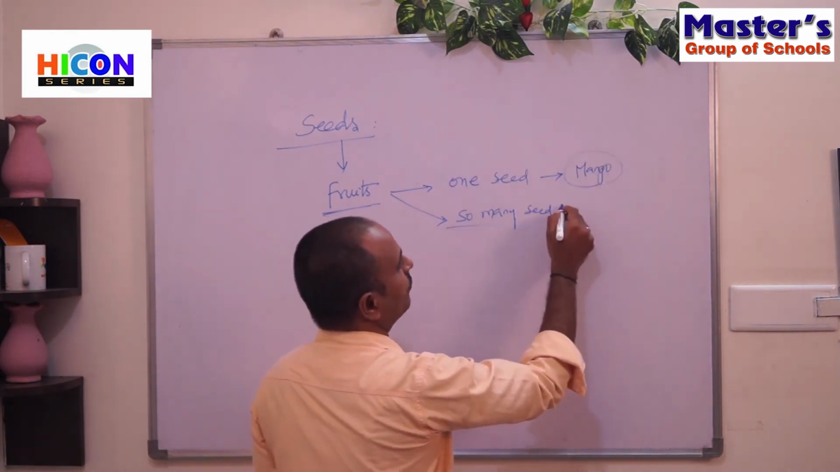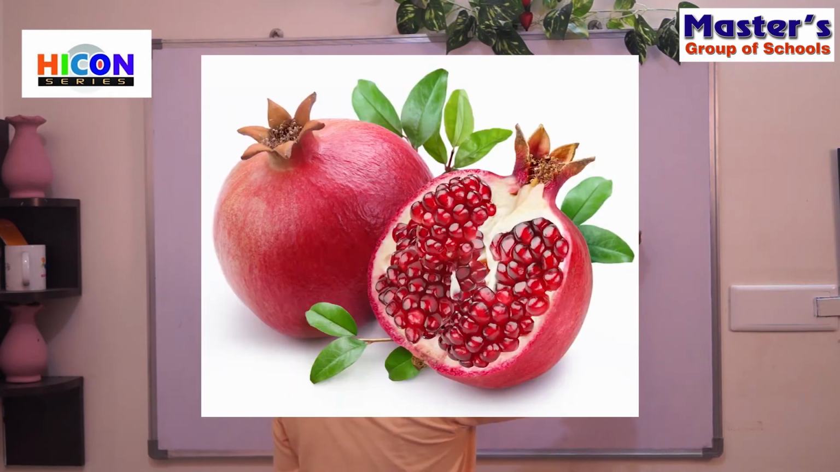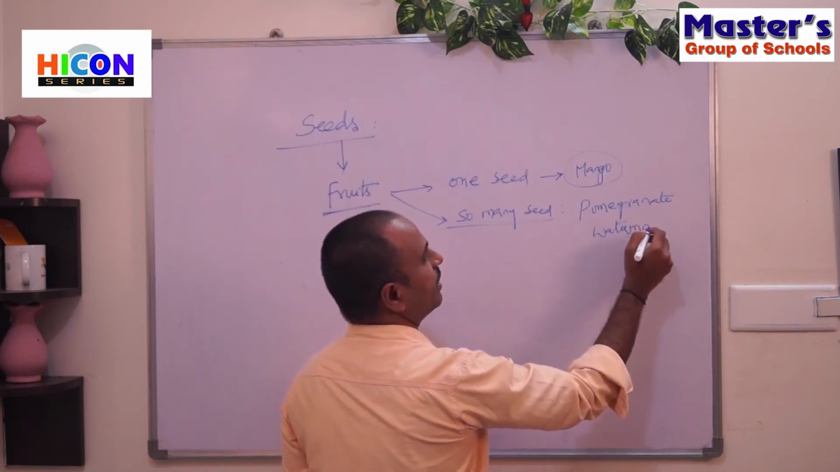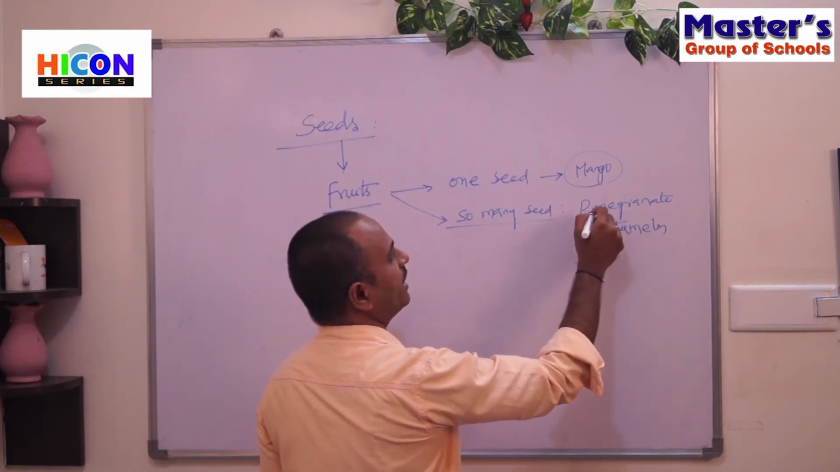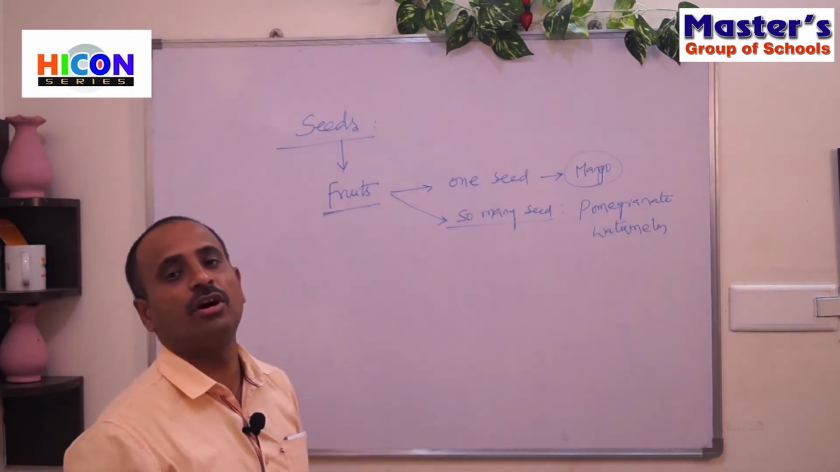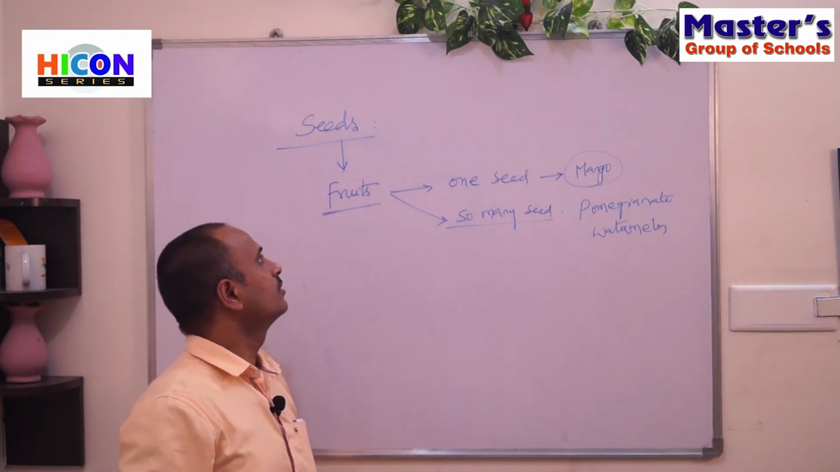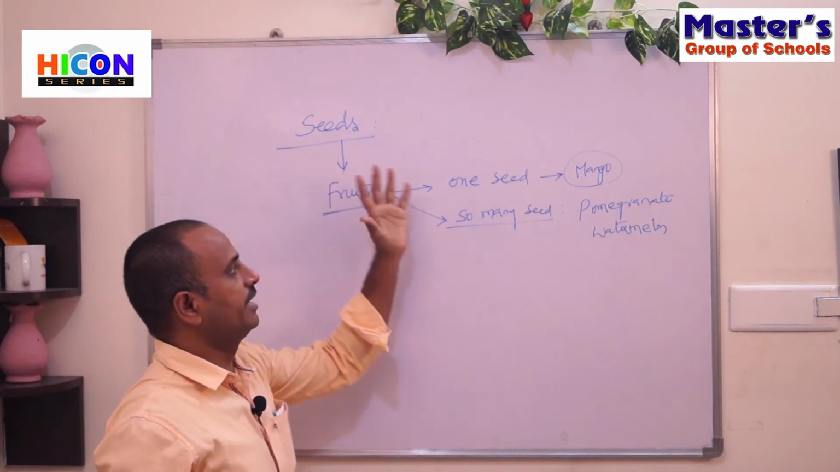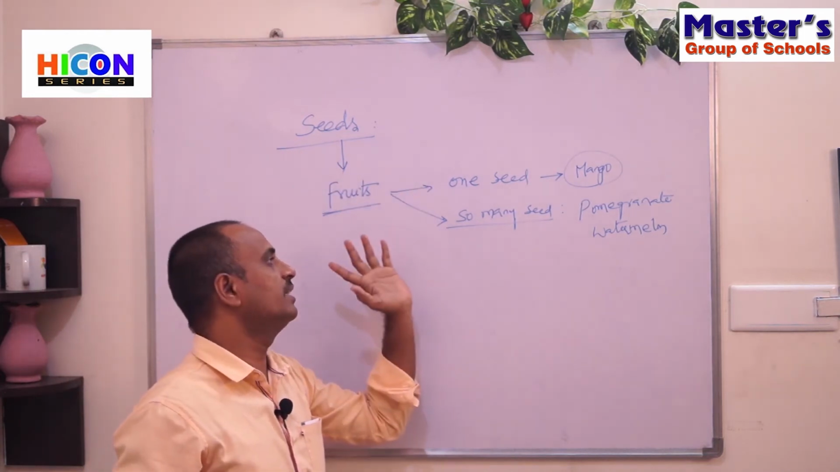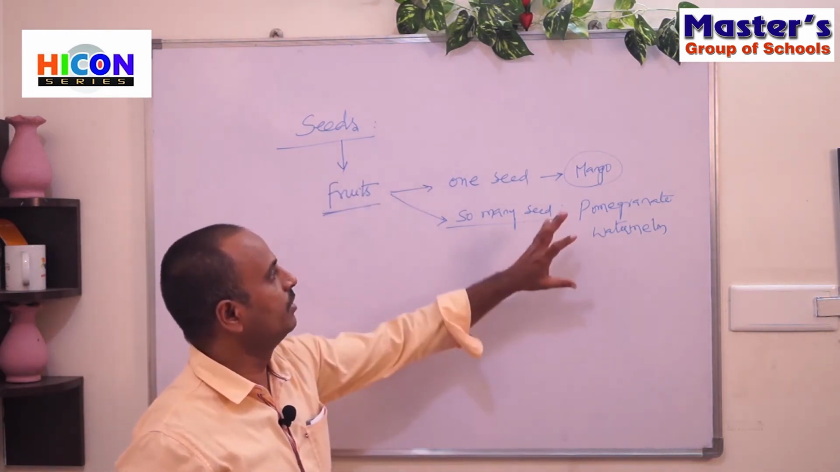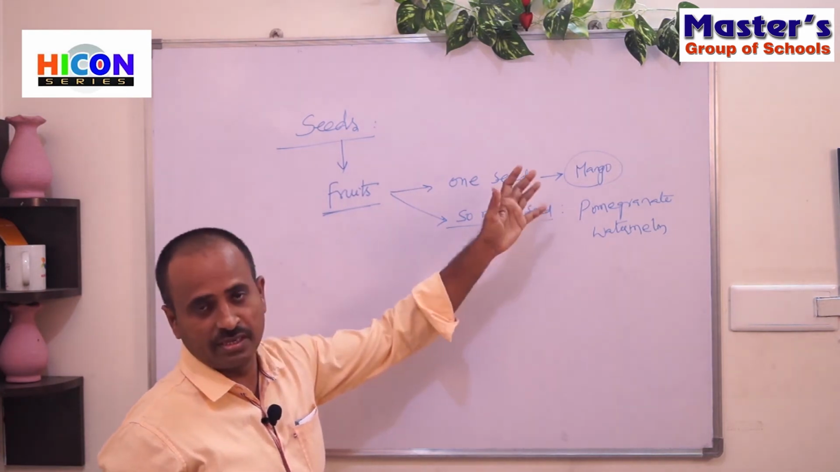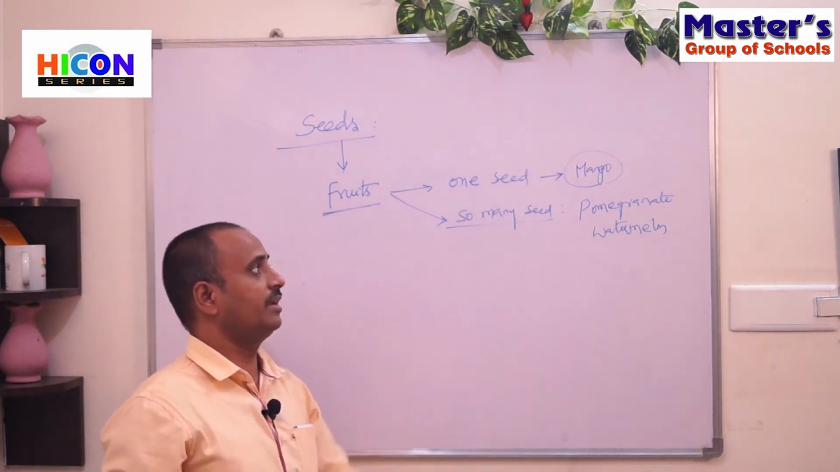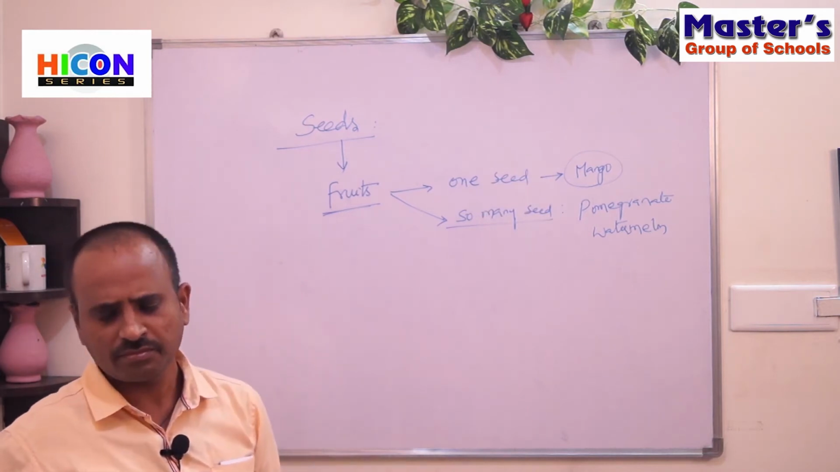Whereas if we take pomegranate and watermelon, they contain so many seeds, that means a large number of seeds. So in this way, the seeds come from fruits, and some fruits contain only one seed, and some contain so many seeds. For example, mango fruit contains only one seed, and pomegranate and watermelon contain so many seeds.